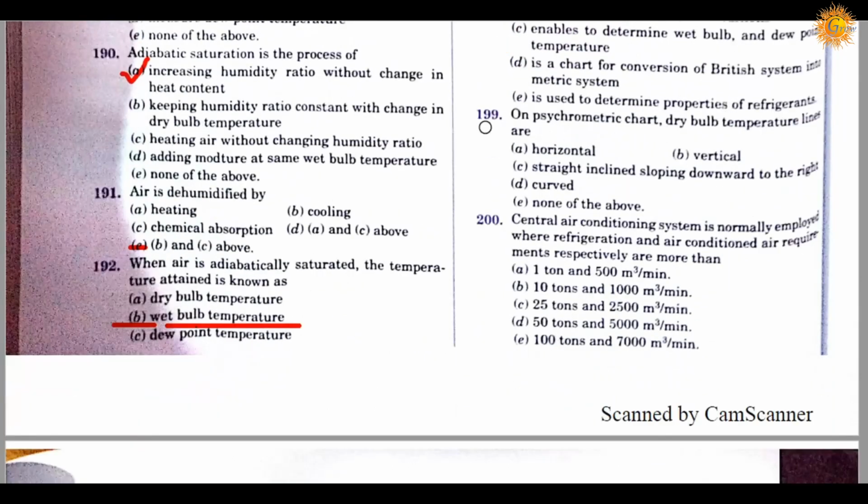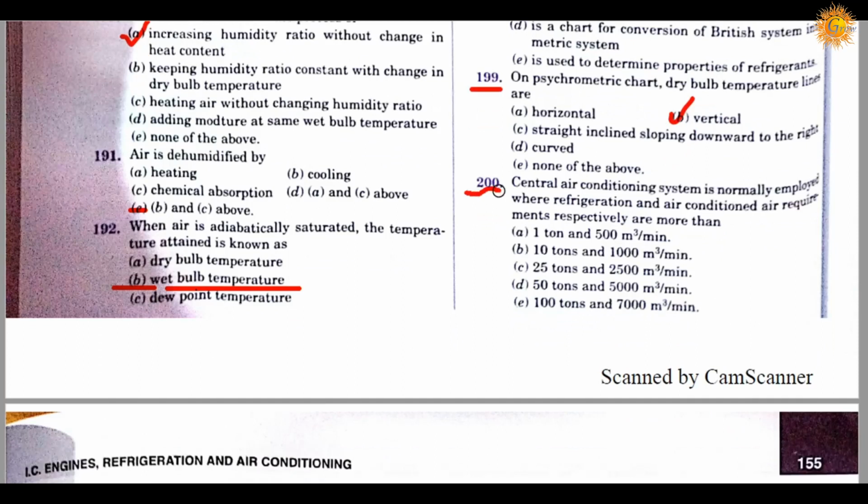Question number 199. On psychrometric chart, dry bulb temperature lines are option A horizontal, option B vertical, option C straight inclined sloping downwards to the right, option D curved, option E none of the above. Correct answer is B. They are vertical lines.